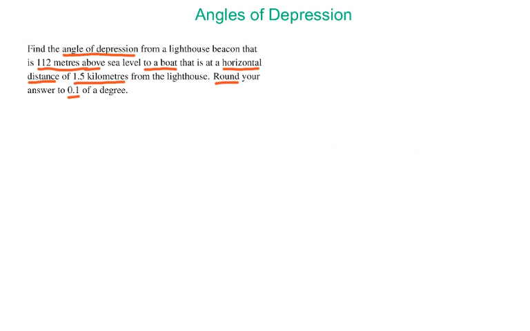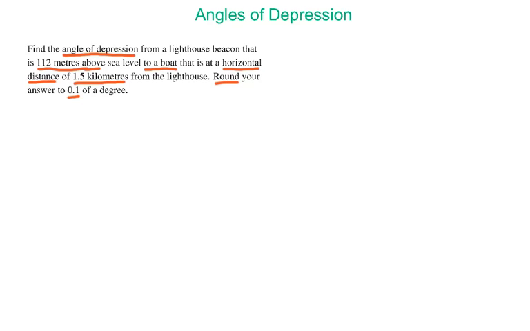Now looking at the angles of depression. When we're looking at the angles of depression, this is where we talk about the object from above and the angle of depression that it creates. So find the angle of depression from a lighthouse beacon that is 112 metres above sea level to a boat that is at a horizontal distance of 1.5 kilometres from the lighthouse. Round your answer to the nearest 0.1 of a degree.